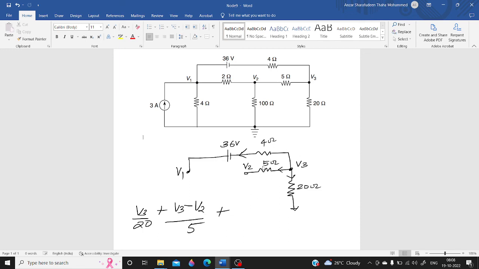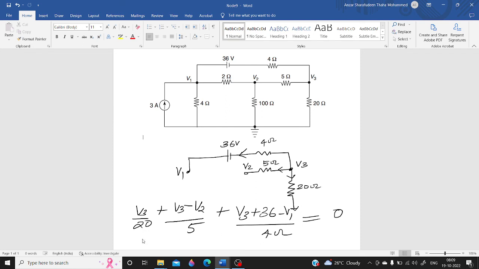and how will you write this term? Here I am assuming that V3 is at higher potential. When I am moving along the current direction, there is an increase in potential, and an increase in potential is taken as positive. That we discussed when we talked about Kirchhoff's voltage law and mesh analysis. So V3 plus 36 minus V1, divided by 4, and the sum of all these currents will be equal to 0.